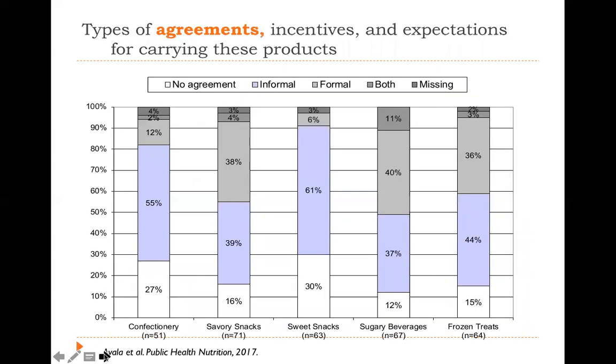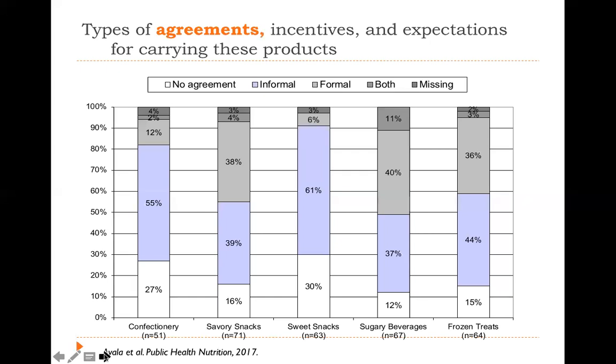And this is the distribution of the types of agreements, thinking about whether or not stores have no agreement with a distributor in these categories, and that is represented on the bottom in the white portion of the bar. So for example, 27% of the retailers in our sample said they didn't have any agreement with a distributor that provided confectionery products. But that's a relatively small percent across the board of folks that say, nope, I don't have any agreement in these categories. Most stores did have some kind of agreement. As Joel said, it did seem that informal agreements were more common than formal agreements.